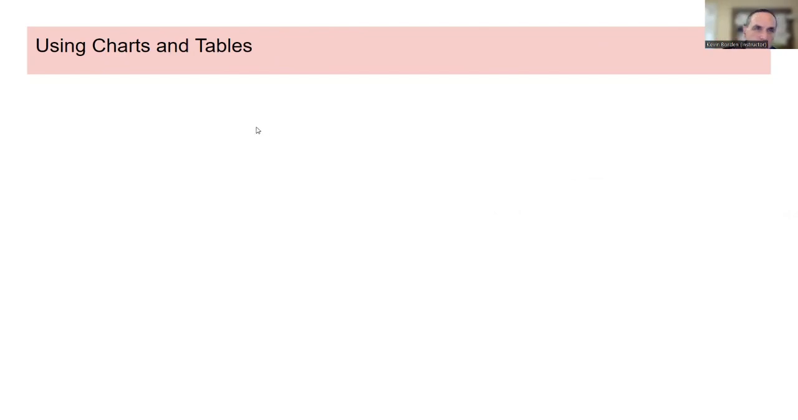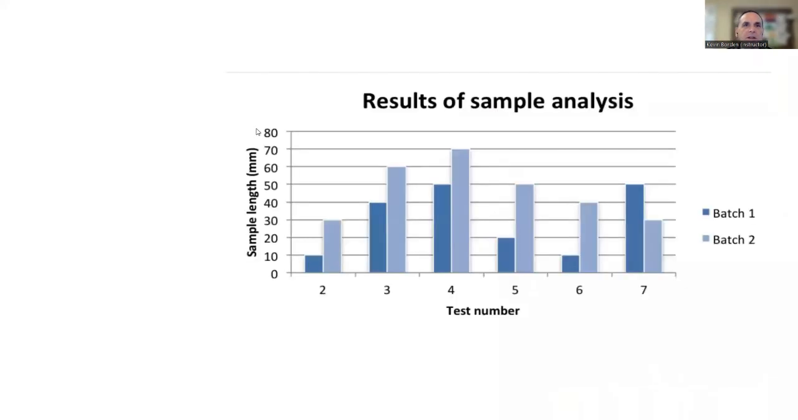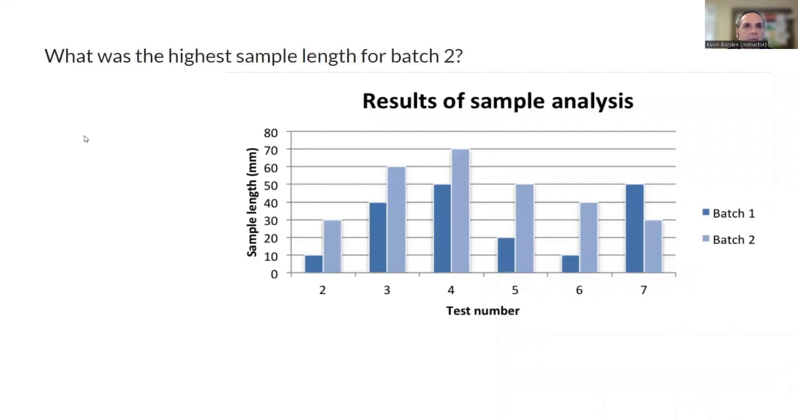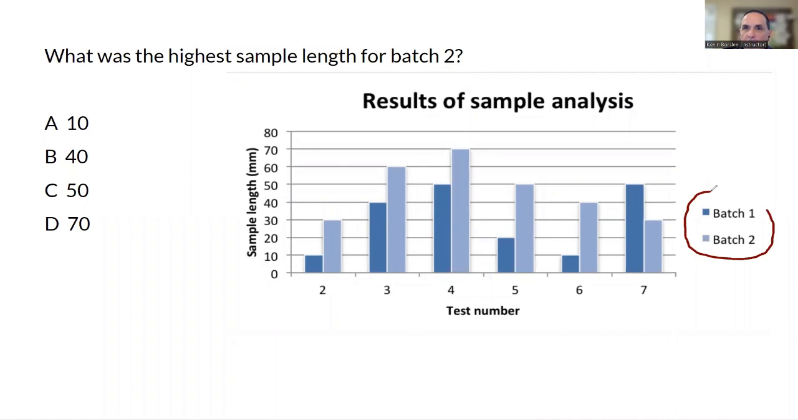Okay, for the last part of the practice, we are going to do a lot of work with charts and tables. So in this question, we are being asked, what is the highest sample length for batch 2? I want to point out something about this problem before sending you on your way. Notice over here, it's giving us color coding for batch 1 and batch 2. You are focused on just batch 2, the lighter bars. All right, work out your solution. Pause the video. Continue when ready.